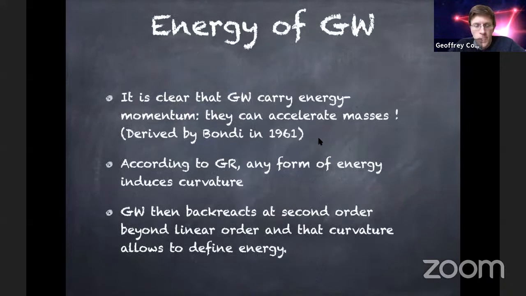So this kind of argument. So the accelerated masses. According to GR, any form of energy induces a curvature. Since we have a lot of energy that is propagating inside of space-time, it should back react. So if we look beyond linear theory, at second order in the expansion in H, we should find that there is curvature generated, and that curvature should allow us to define the energy of gravitational waves. It's important to go to second order, because at first order in H, there's no notion of energy. The back reaction comes at second order in H.